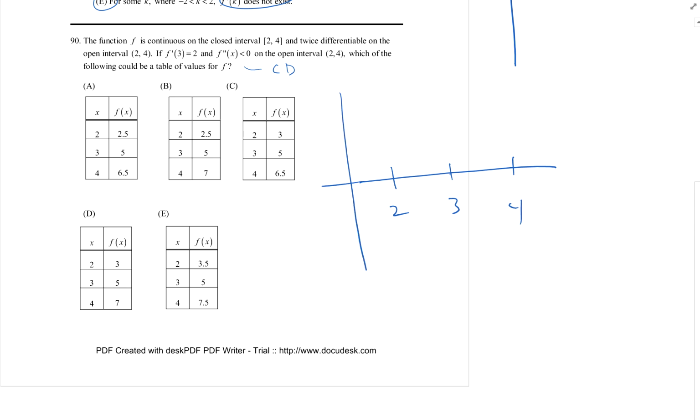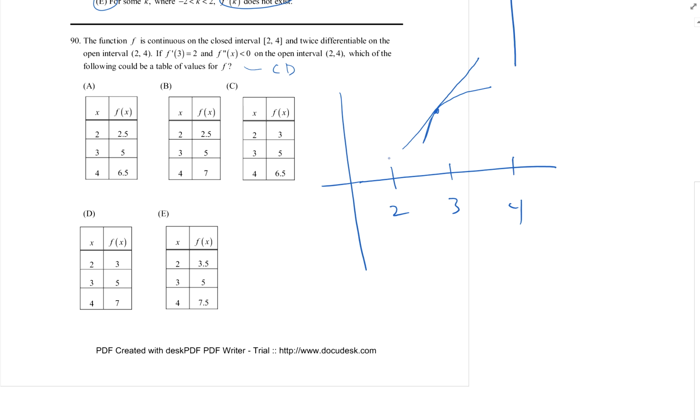f prime of 3 is 2, so I don't know what the y value is, but I know the slope of the tangent line there is 2, and it's concave down everywhere on here, so concave down, and it goes through that point. That's a tangent line. Okay, so what could be a table of values? That's just a possible drawing to help me understand this.